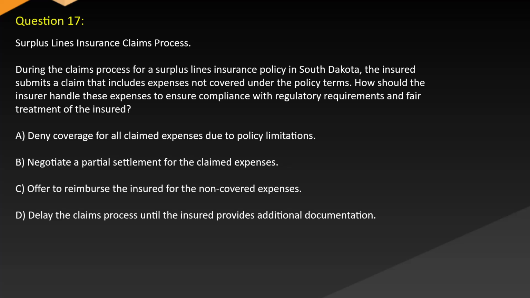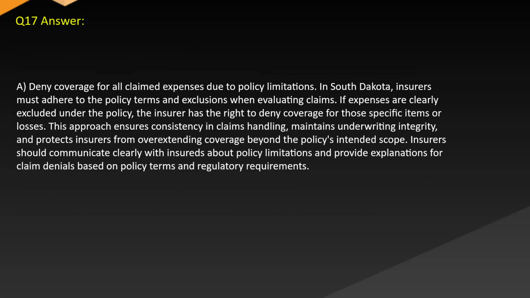A. Deny coverage for all claimed expenses due to policy limitations. B. Negotiate a partial settlement for the claimed expenses. C. Offer to reimburse the insured for the non-covered expenses. D. Delay the claims process until the insured provides additional documentation. Answer is A. Deny coverage for all claimed expenses due to policy limitations.